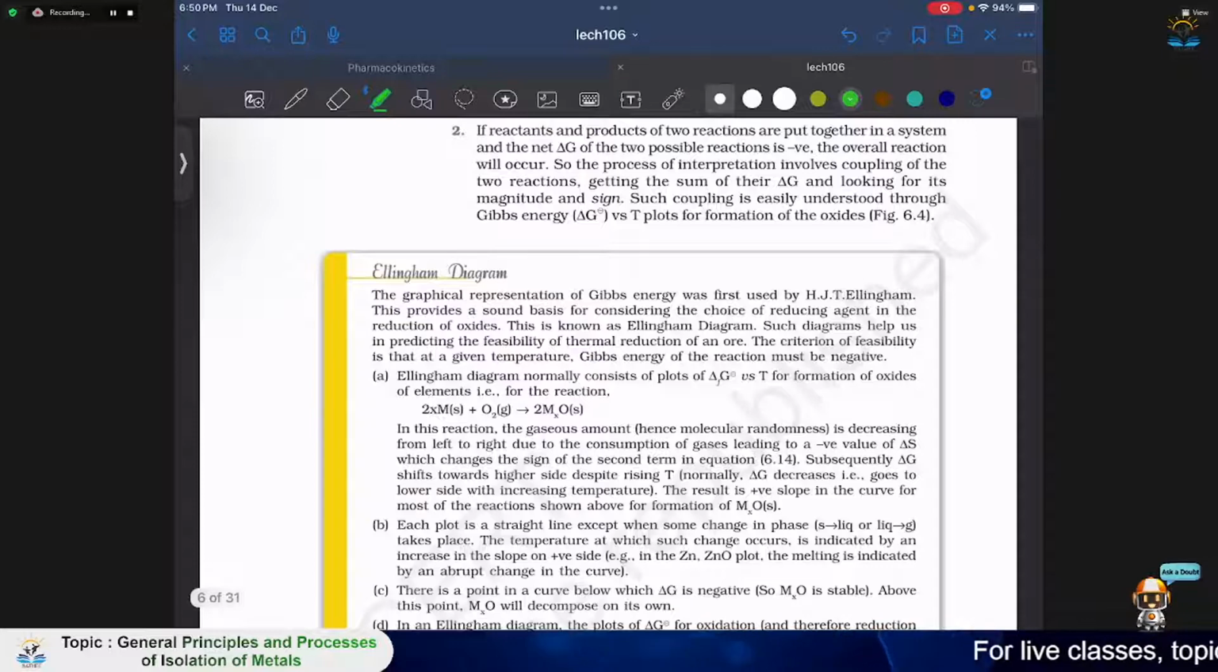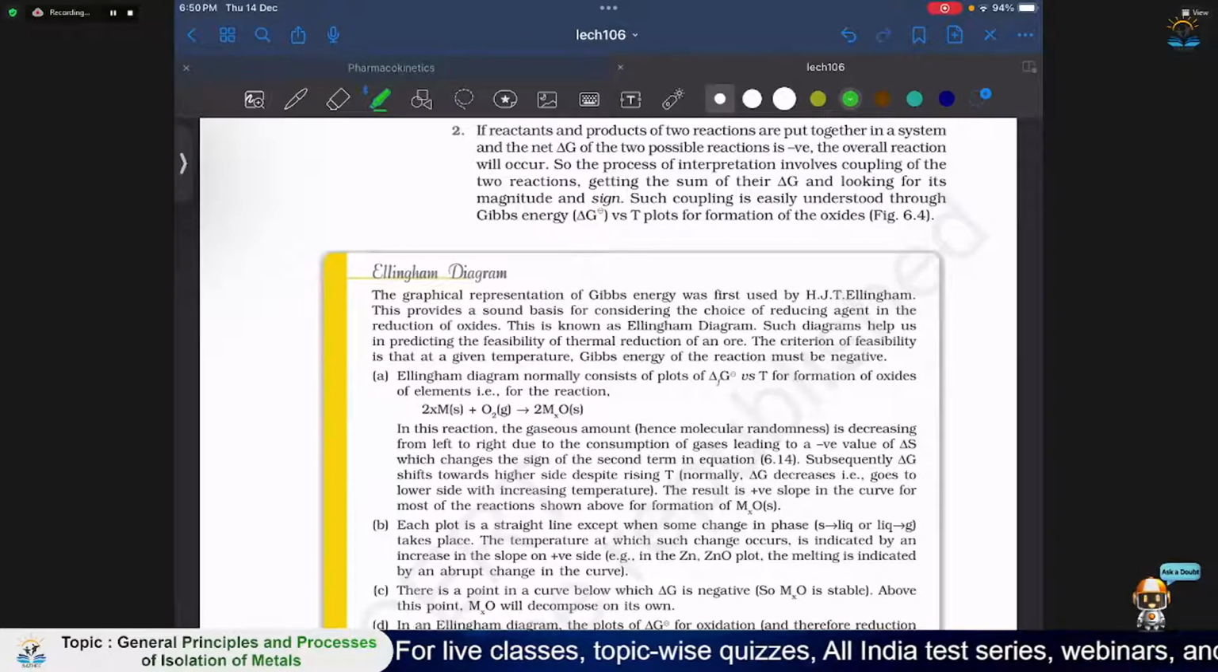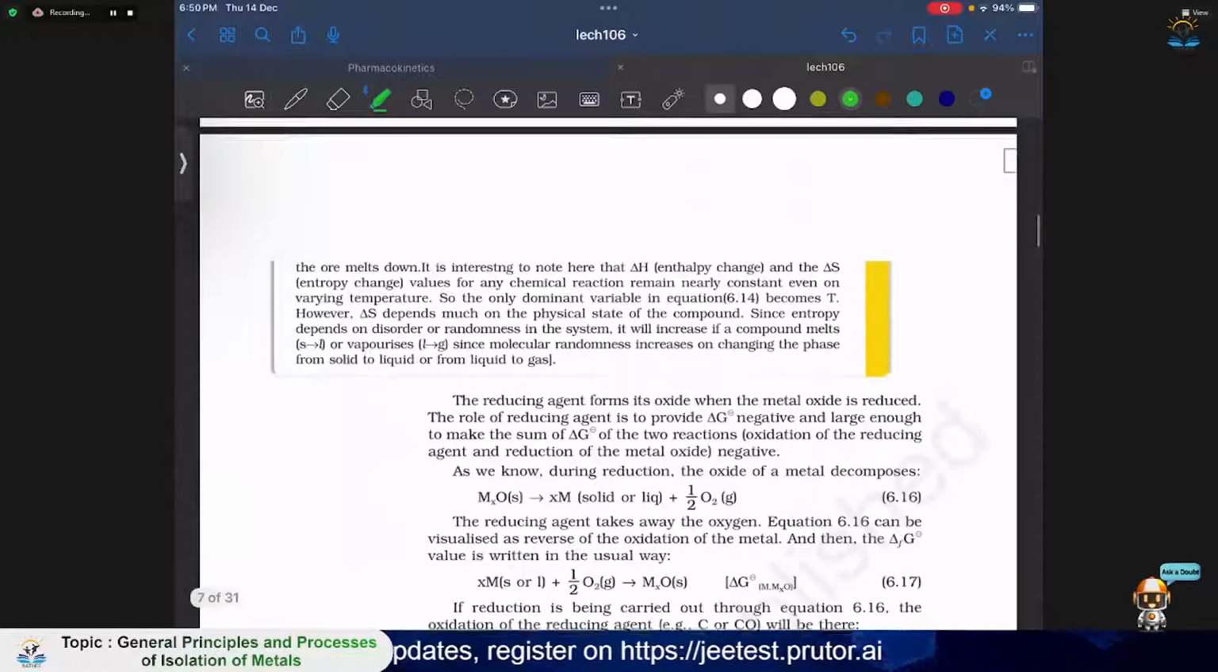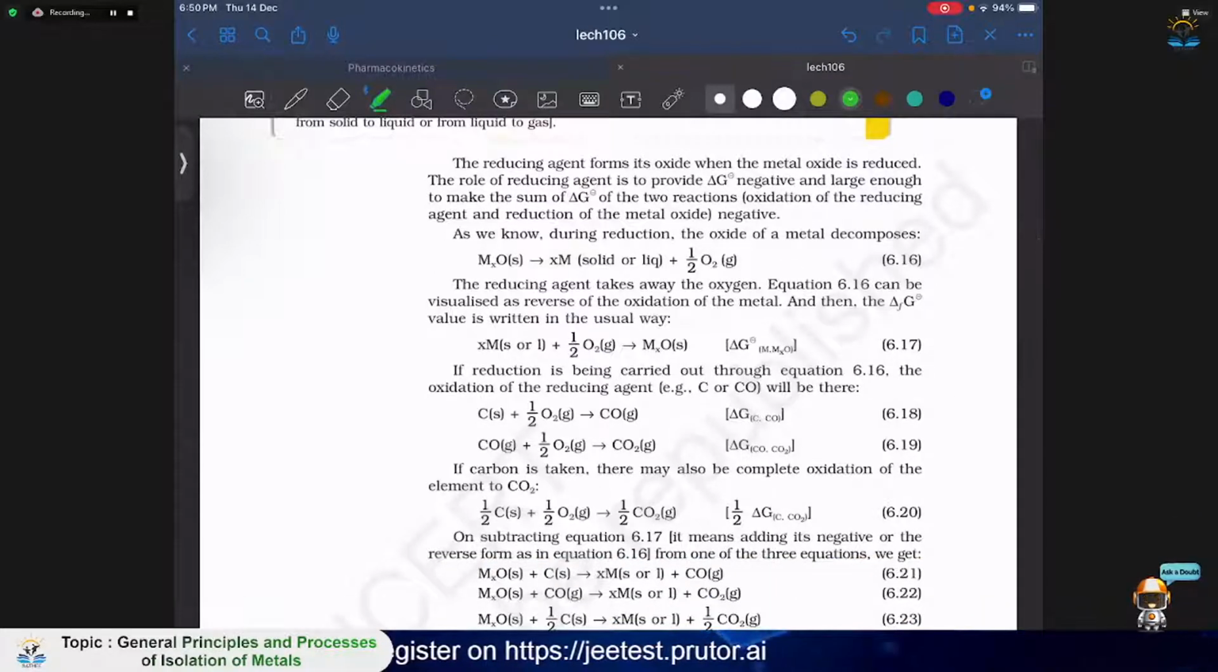So there are two reactions occurring simultaneously. One reaction governs how the metal is reduced to its oxide. The other reaction is how the reducing agent is converted to its oxide. So these two reactions will have their individual Gibbs energy change, but the overall sum of the Gibbs energy change should be negative. The net delta G of the two possible reactions, if it is negative, the overall reaction will occur. So you can couple the reactions, get the sum of the delta G, and look for the magnitude, importantly the sign.